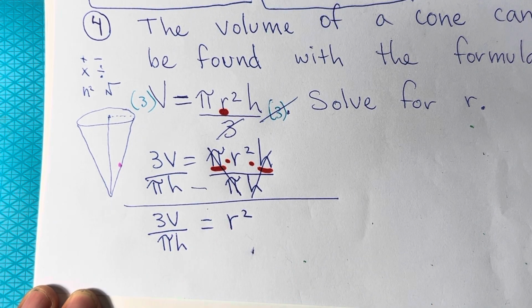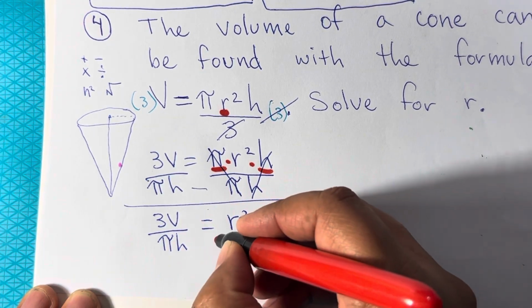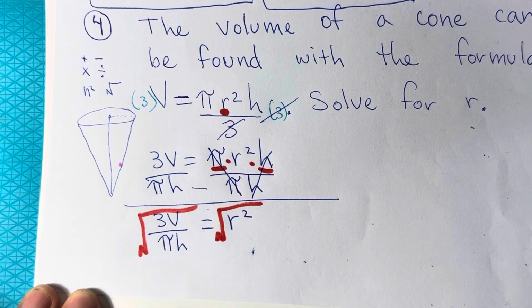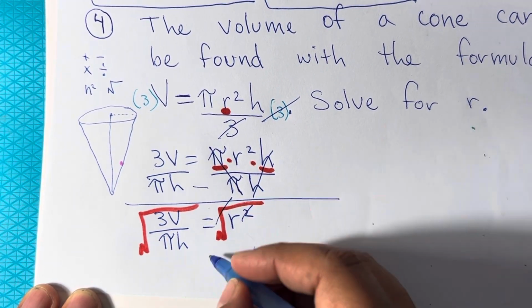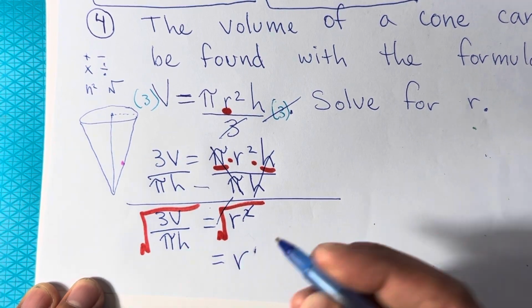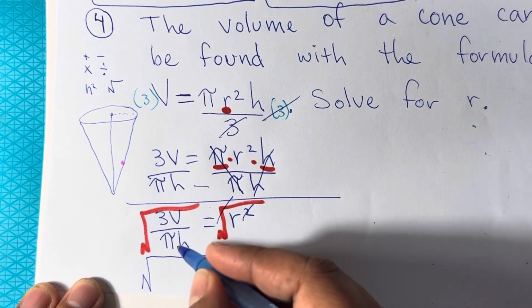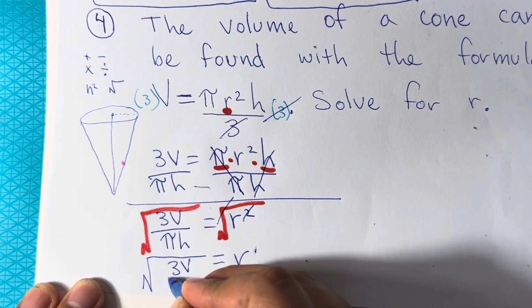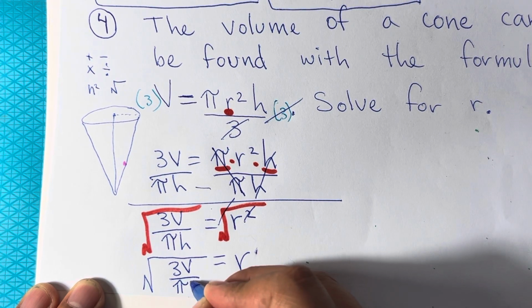Finally, we said that the square cancels with the square root. So that square, we're going to cancel it with the square root. If we do it on one side, we have to do it on the other. The square cancels with the square root. And now we only have r. And on the other side, we can't do anything else, so we just bring it down the way it is. The square root of 3 times the volume divided by pi times height.